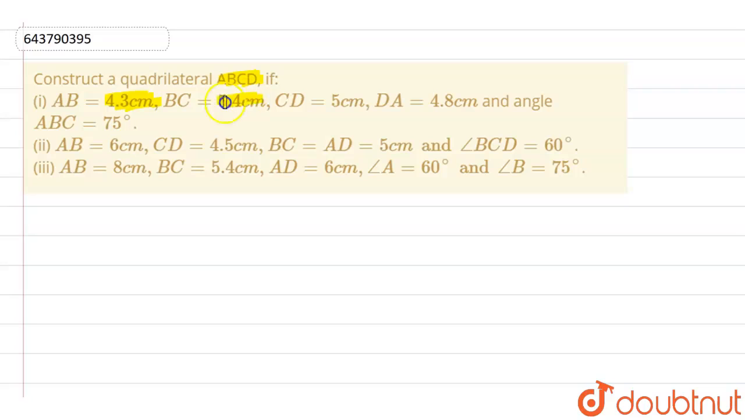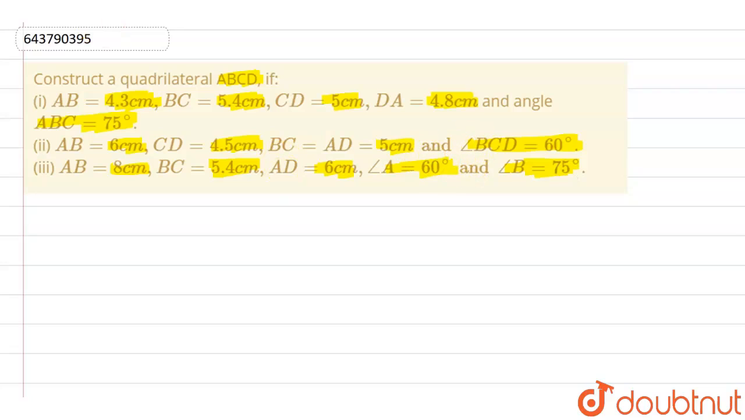Here we have a given question: construct a quadrilateral ABCD if first part AB is 4.3 centimeter, BC is 5.4 centimeter, CD is 5 centimeter, DA is 4.8 centimeter, and angle ABC is 75 degree. Second part is AB is 6 centimeter, CD is 4.5 centimeter, BC equal to AD equal to 5 centimeter, angle BCD is 60 degree. Same as third, AB is 8 centimeter, BC is 5.4 centimeter, AD is 6 centimeter, angle A is 60 and angle B is 70 degree.